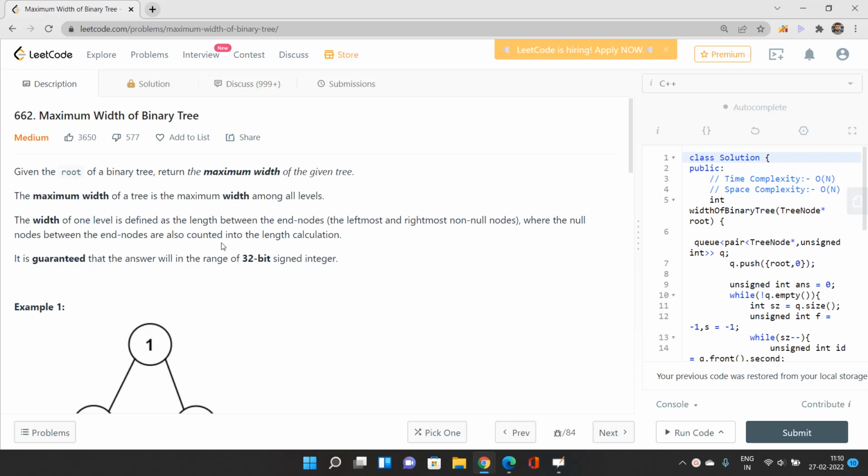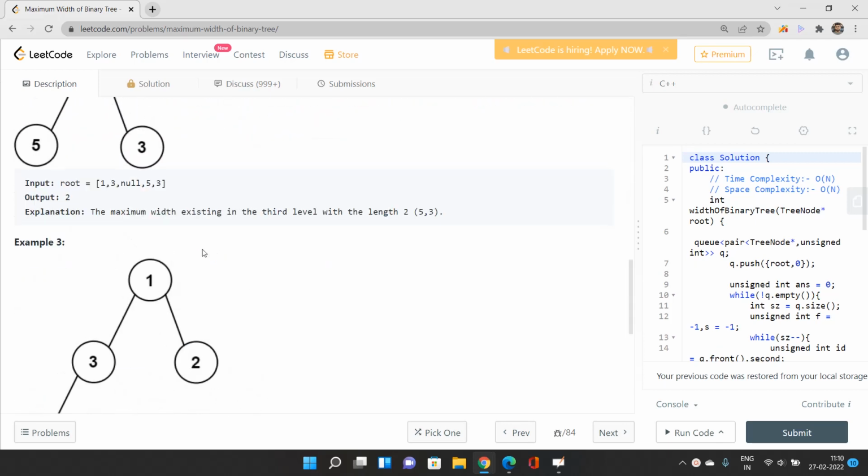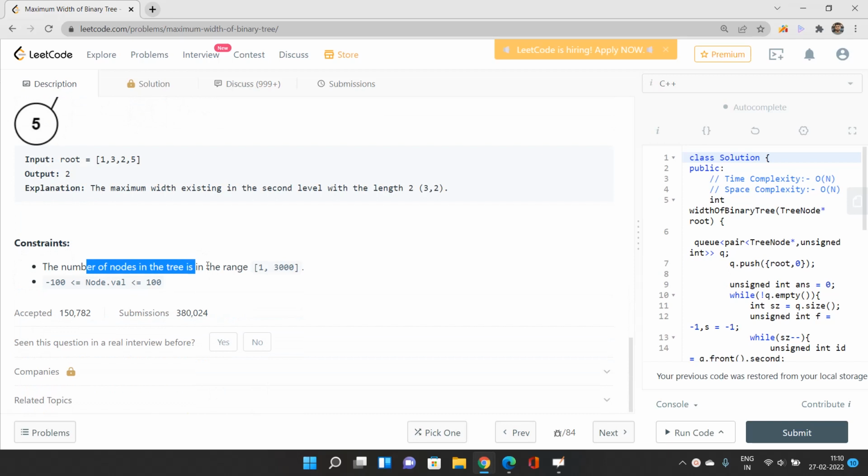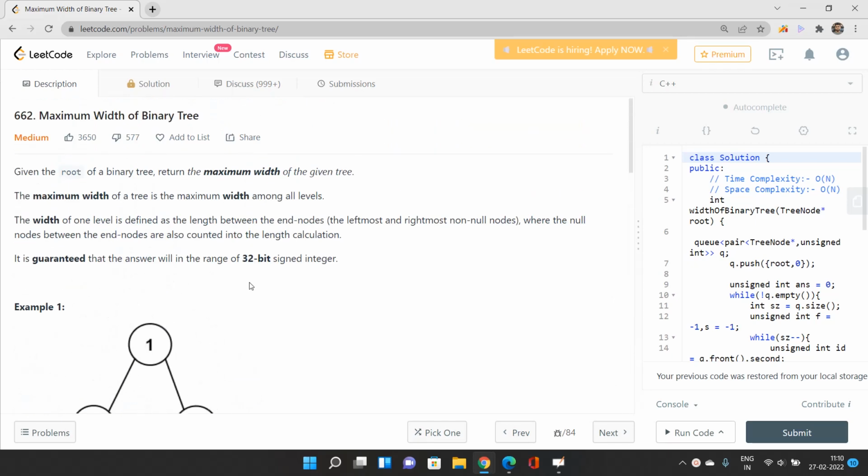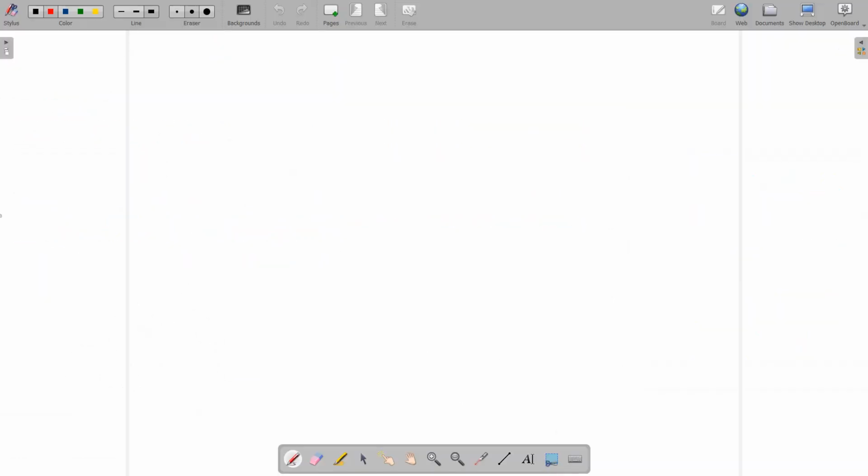So for now, let's look over the constraints for a bit. The number of nodes in the tree is going to be between 1 and 3000, right? So we are going to apply a standard breadth first search or depth first search. For now, let's understand what this problem is telling us and how we are going to perform the operations efficiently.